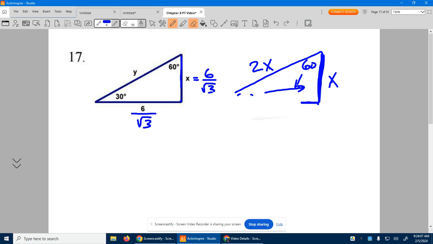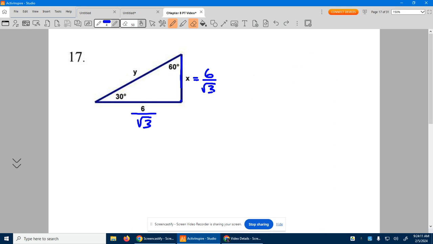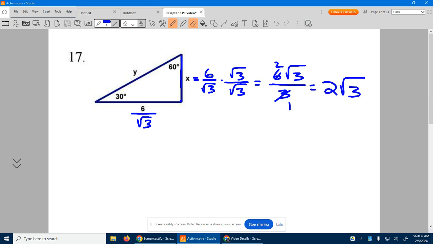But the problem is we don't like answers where the denominator is a square root. We need to rationalize that denominator. So we're going to multiply by root 3 over root 3. That's how we get rid of the radical in the bottom. We get 6 root 3 over 3, but 6 and 3 can both be divided by 3, becoming a 1 and a 2. So this simply is 2 root 3. That's the way we should write it instead of writing 6 divided by root 3. So X is 2 root 3.